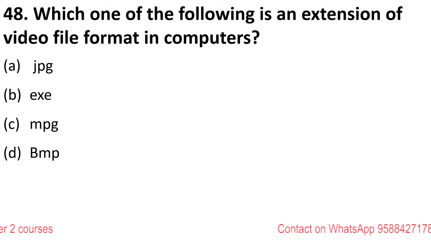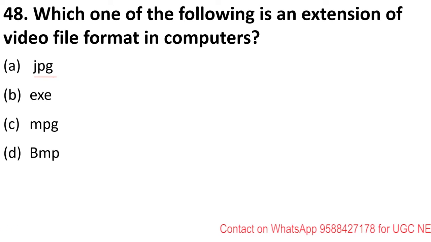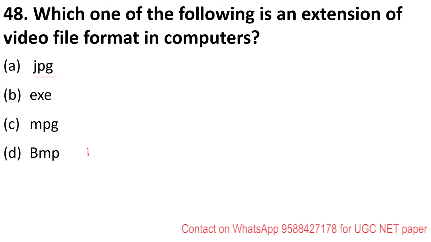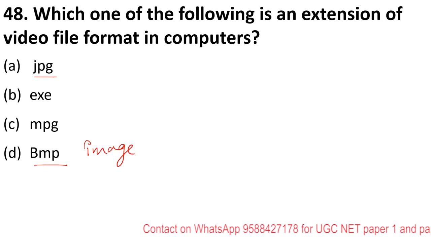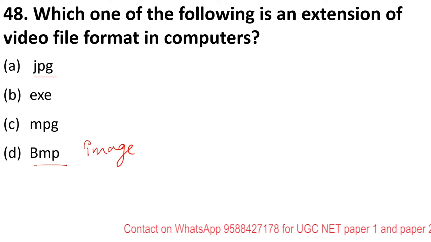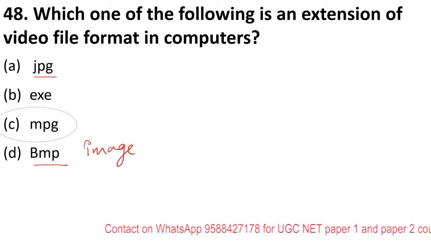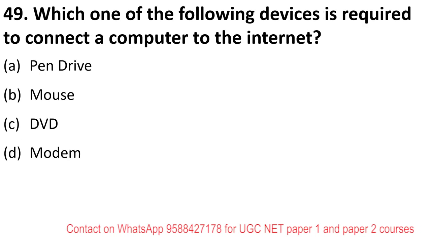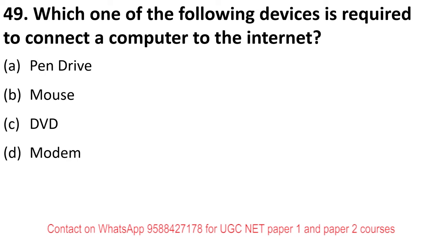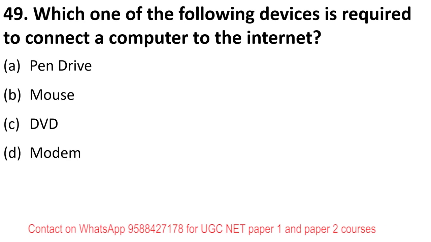Next is, which of the following is an extension of video file format in computers? So as you all know students, JPG stands for Joint Picture Expert Group. It is an image file format. EXE is executable file format. BMP is an image file format, and the full form is bitmap. While your MPG, moving picture expert group, is a video file format. C is the answer.